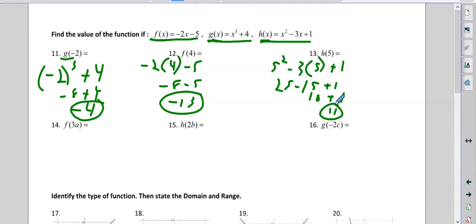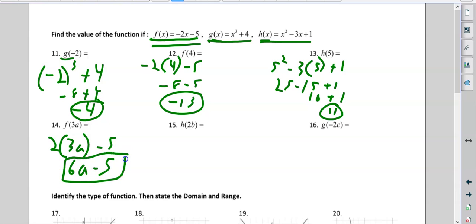Now this one throws people off because we have another variable being plugged in for the variable. That's okay. We're going to plug it into f, right here. So we're going to take the x out and replace it with 3a. I know it seems weird, but that's okay. Minus 5. So that's going to give me 6a minus 5, and I stop right here.